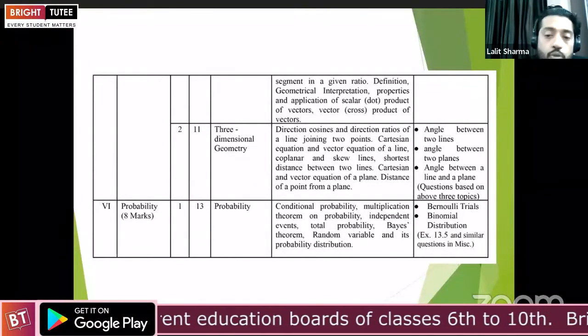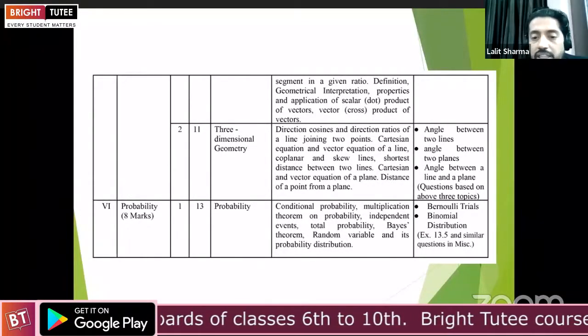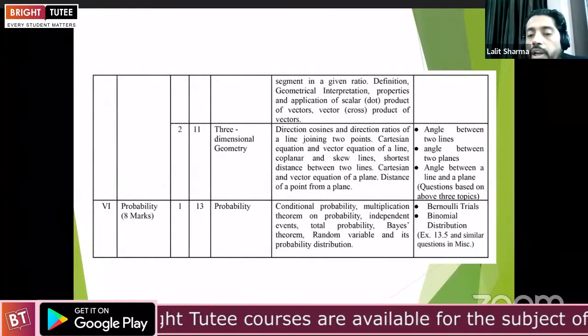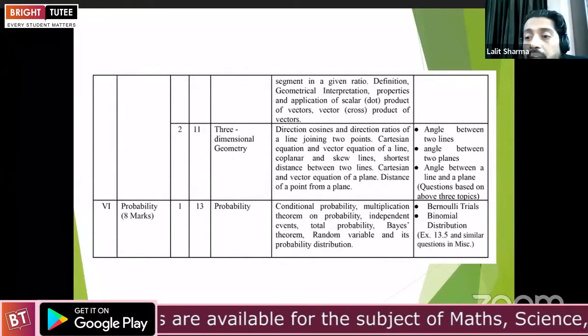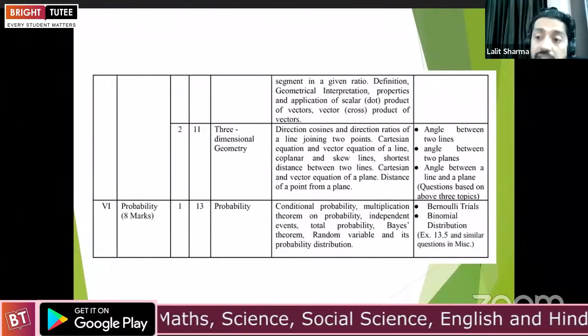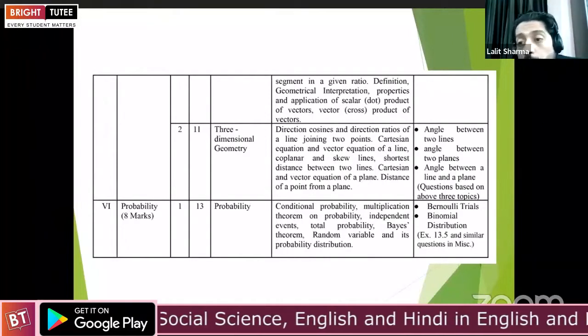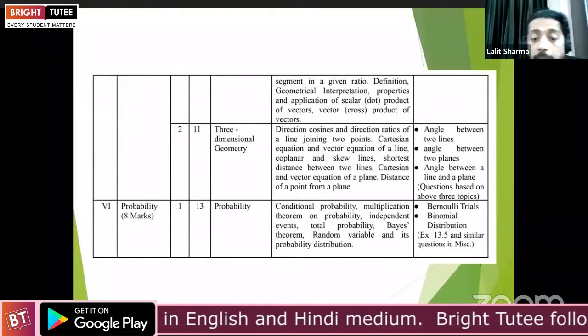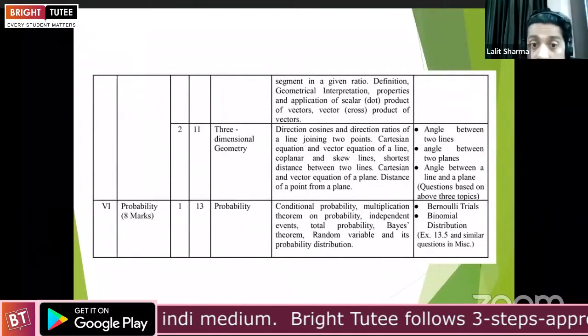And then when we come to plane, we have to do the Cartesian and vector equation of the plane, and they have written only distance of a point from a plane. But it doesn't mean that we have to leave questions such as find the equation of a plane passing through one point perpendicular to two planes, find the equation of a line which is passing through one point parallel to two planes, and all these. We have to cover this.